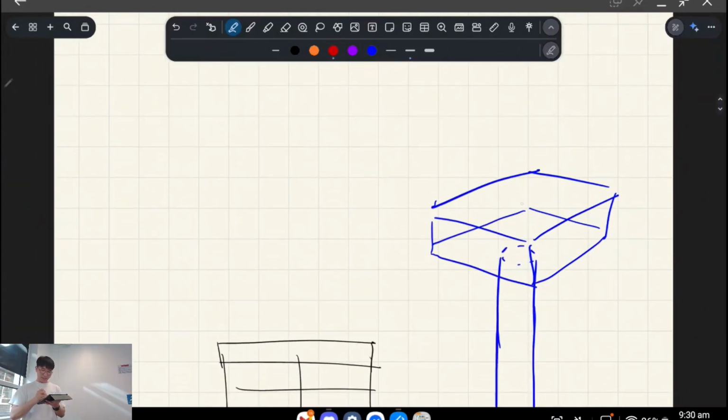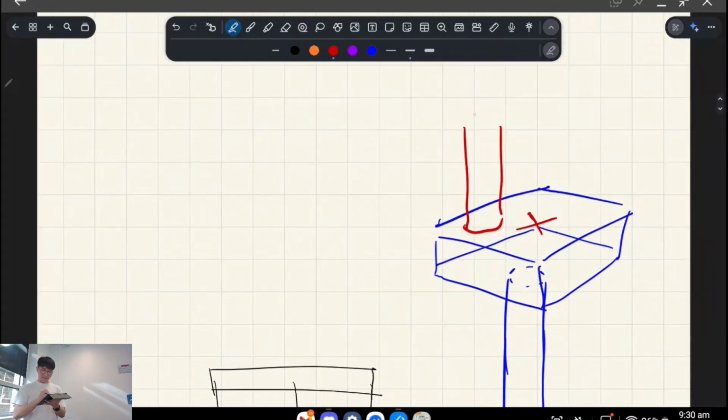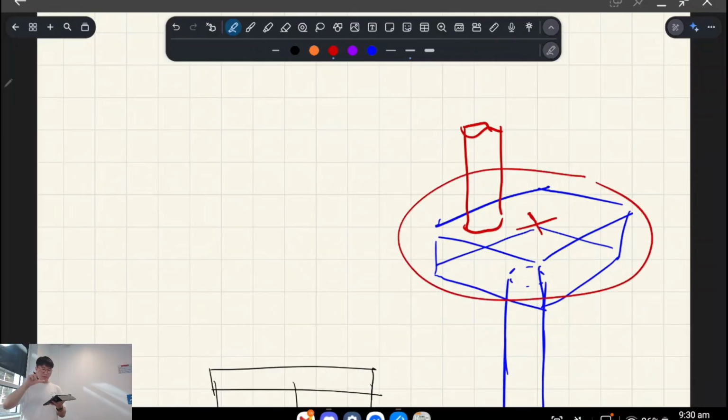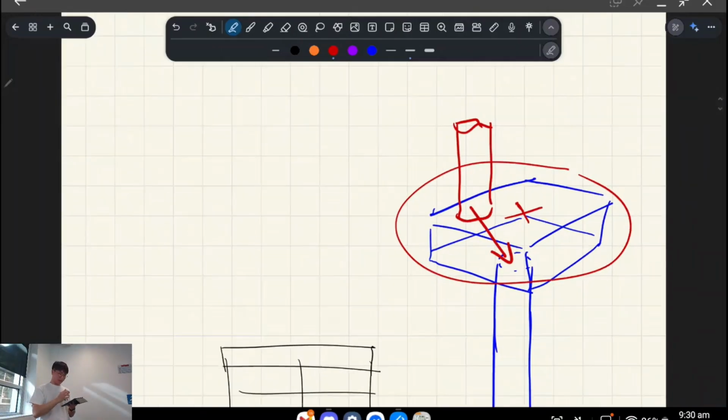The first one is eccentricity. Say for whatever reason you can't land a column directly onto your pile. Your column might have to sit here for whatever reason. Then you might want the pile cap on the top to transfer the load from the column into the pile. So that's one reason you might do it.